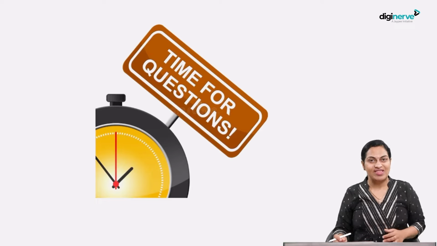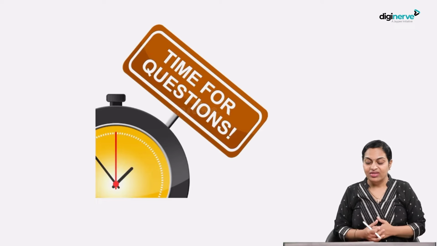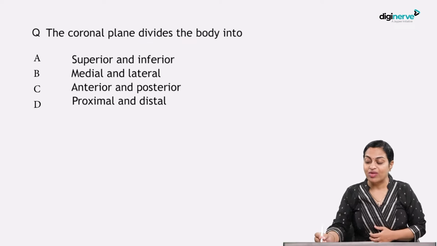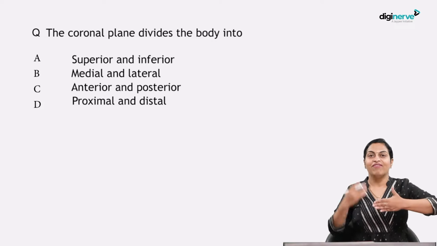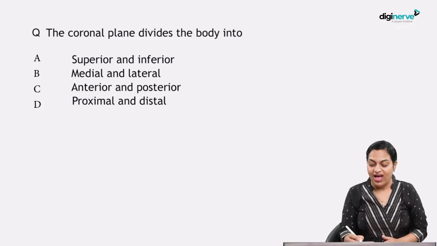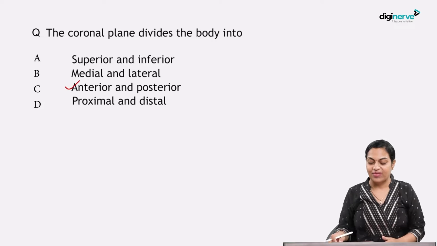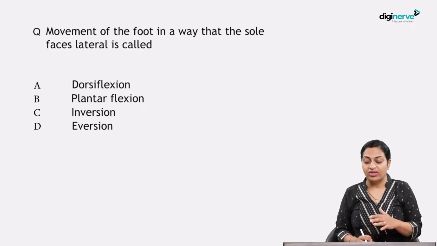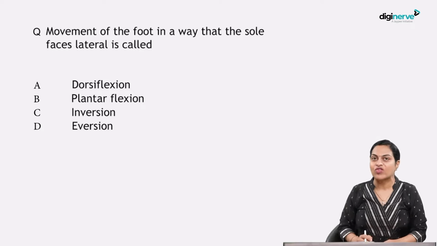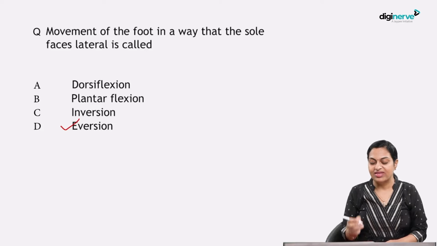Shall we work out few questions now? Yes. The coronal plane divides the body into a front and a back, anterior and posterior. Movement of the foot in a way that the sole faces laterally is called eversion.